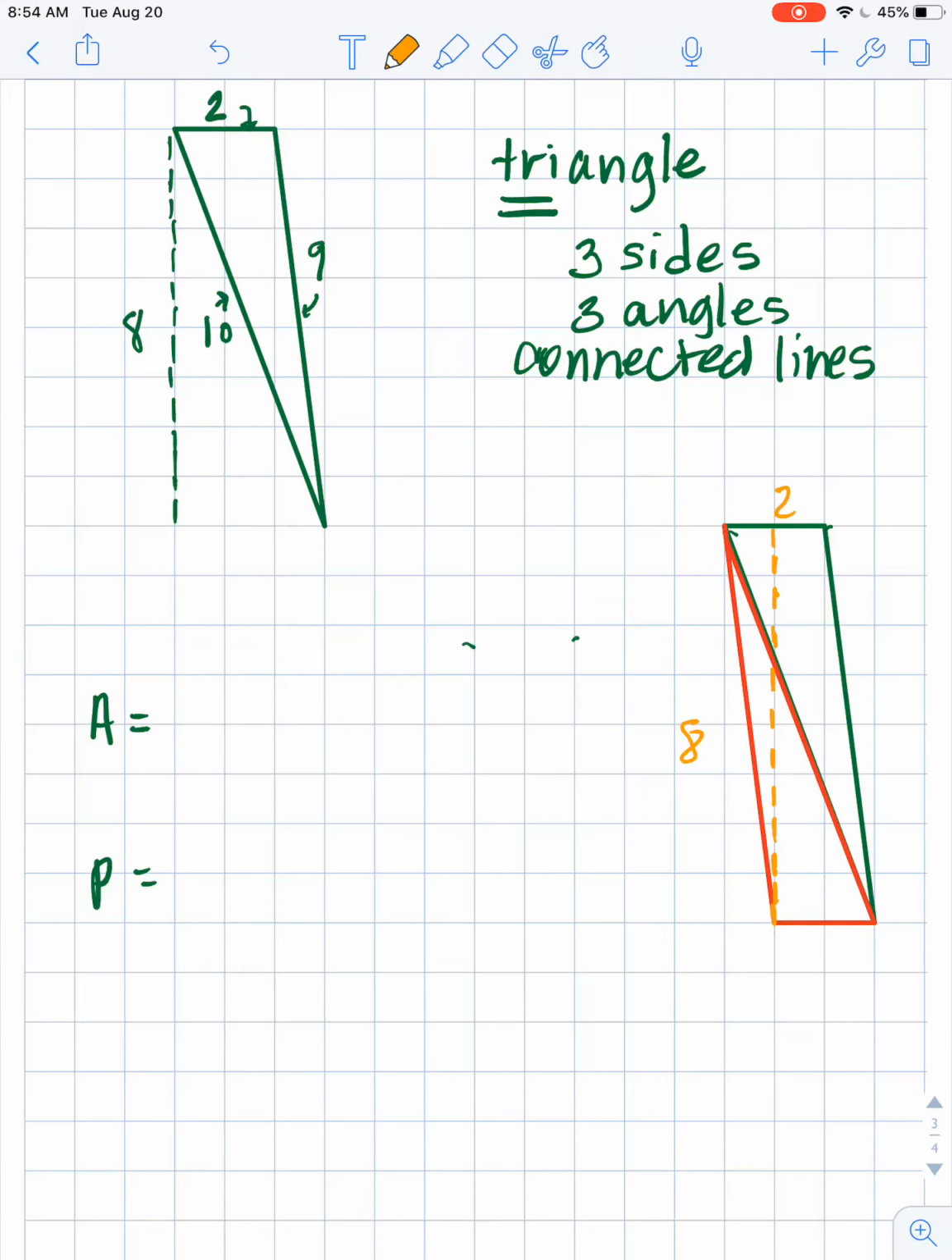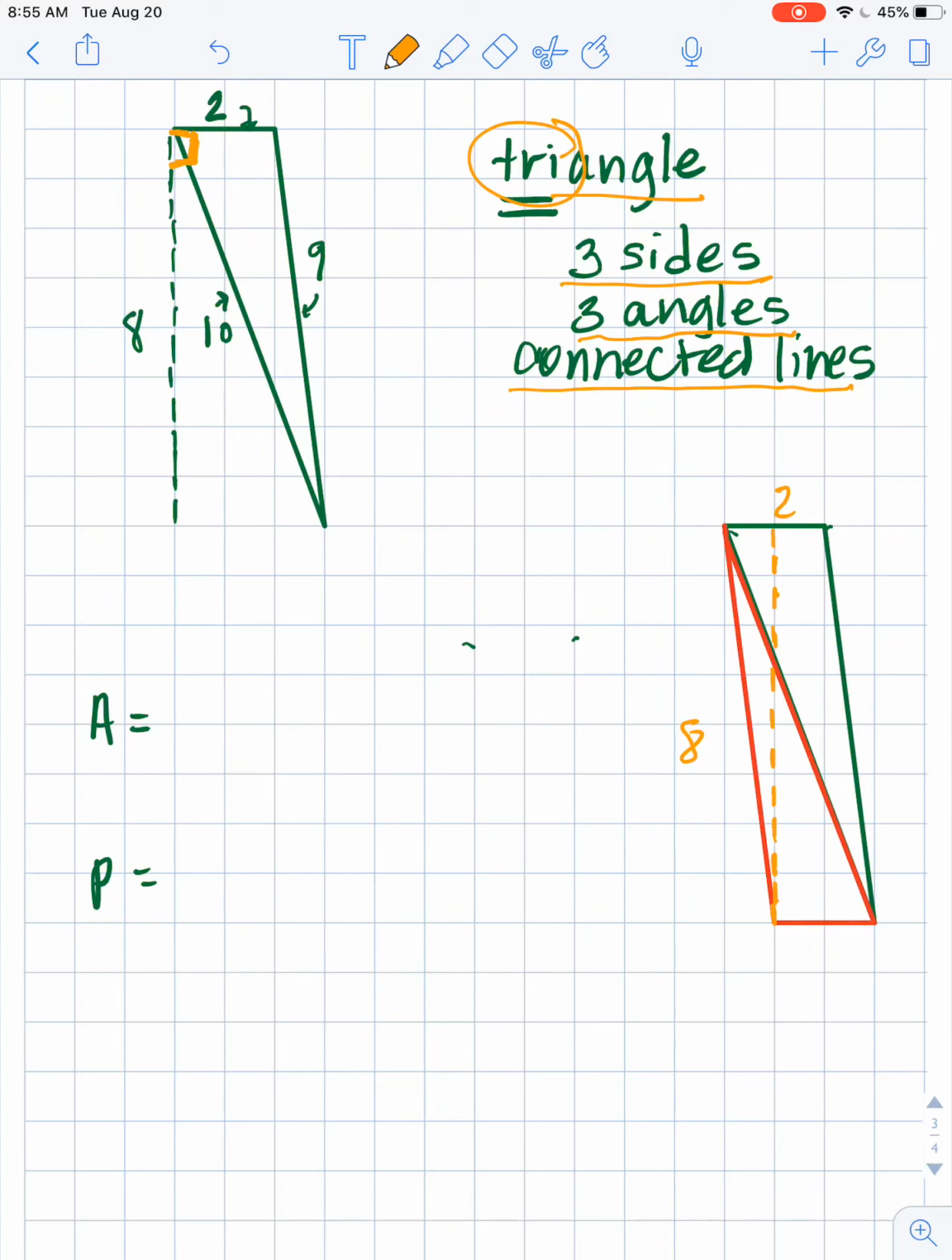Okay, so if you look at a triangle, the obvious, you have the tri there and the angle. So it has three angles, it has three sides, all the sides are connected. The problem is how do I pick out the base and the height? It's the same as the parallelogram. The base and the height have to be at a right angle.